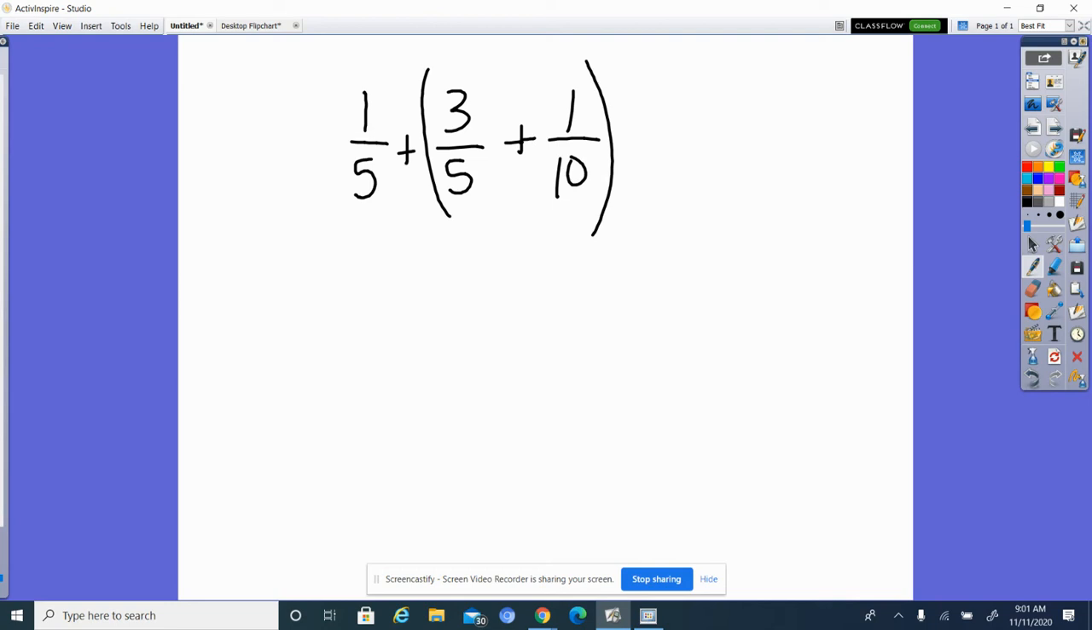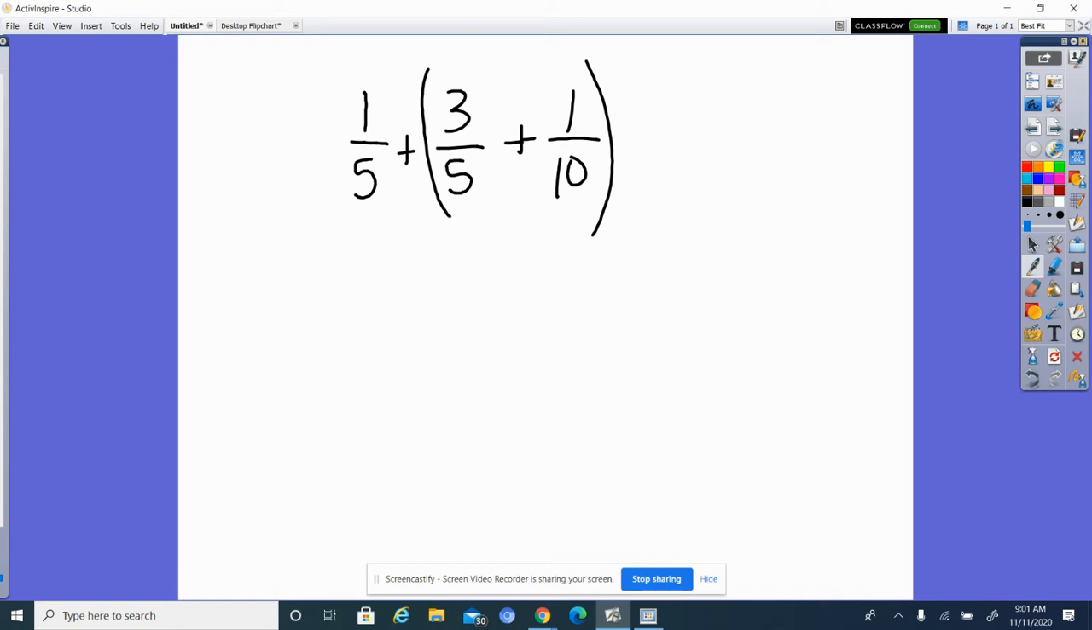Okay, 1/5, maybe, plus 3/5 plus 1/10. Okay, so associative, remember, means for grouping. We can associate with groups larger than 10. Okay? So, based on the expression you wrote in part A, how can you tell the commutative property of addition, the associative property of addition, or both properties to help you find the answer, the sum?